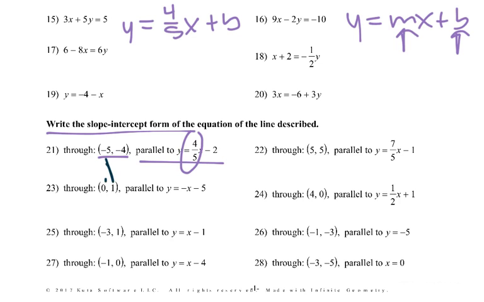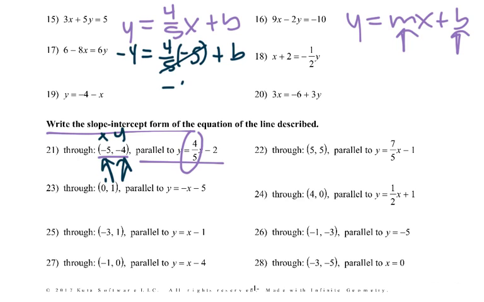It didn't give us our y-intercept in this case, but it did give us an x value and a y value. So I can put in my number for my y value, put in my number for my x value, and then I can solve for b. 5 times 5 divided by 5 would be 1.